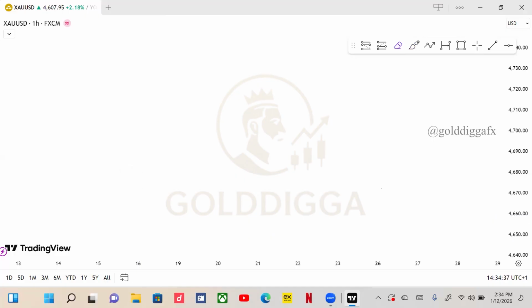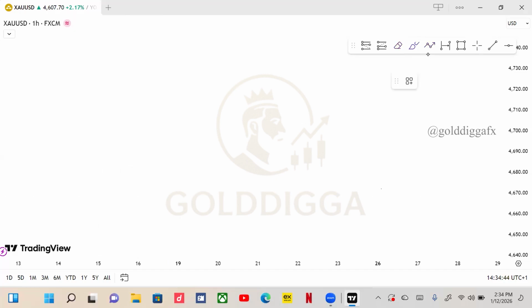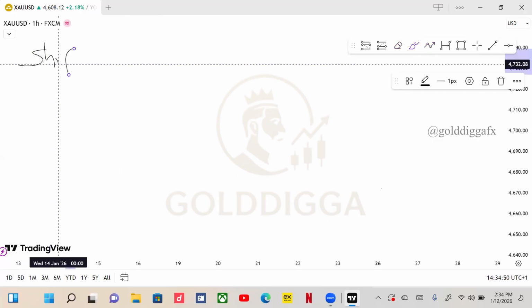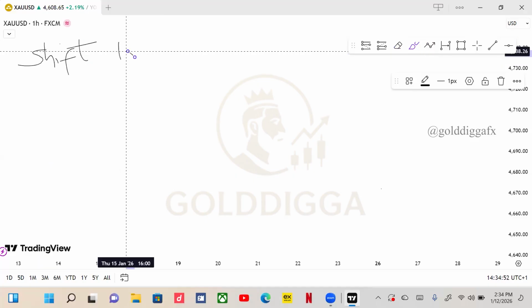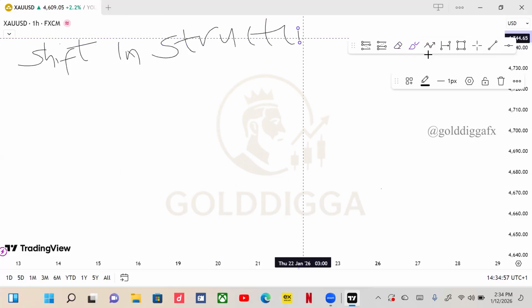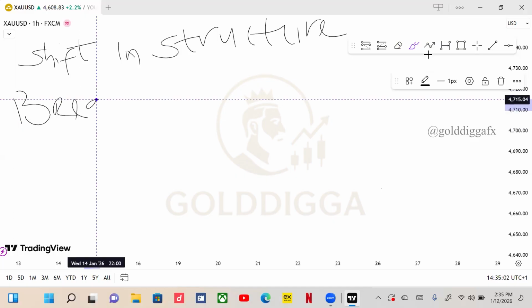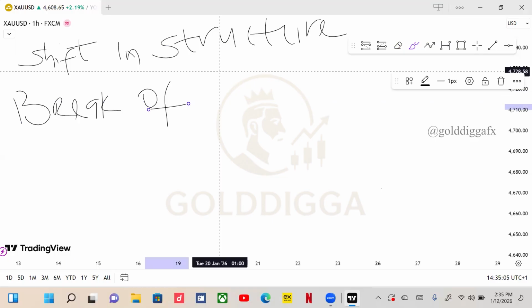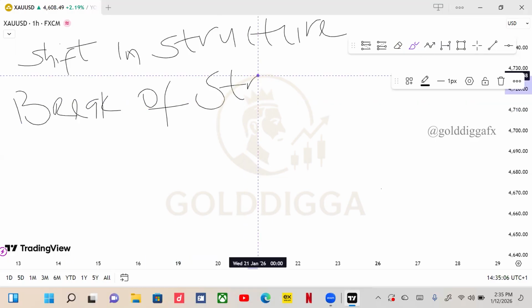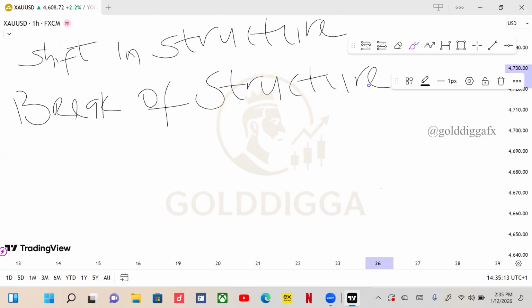Right? So when we talk about the things I look at, the shift in structure, right? And a break of structure. Now, these are the two things I look at when it comes to market structure. So, what is a shift in structure?